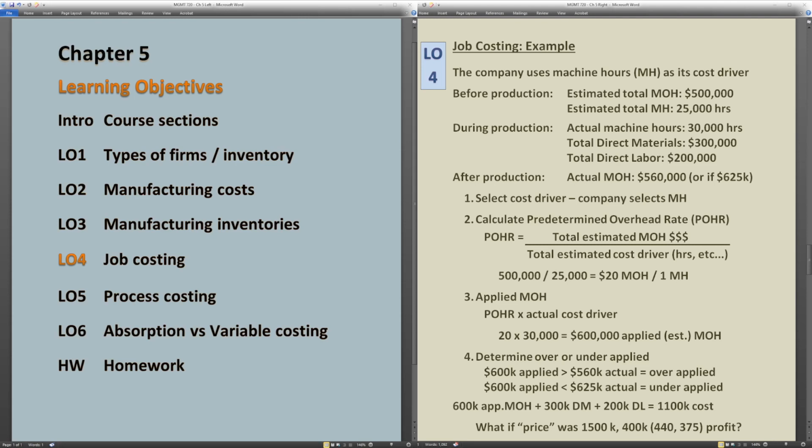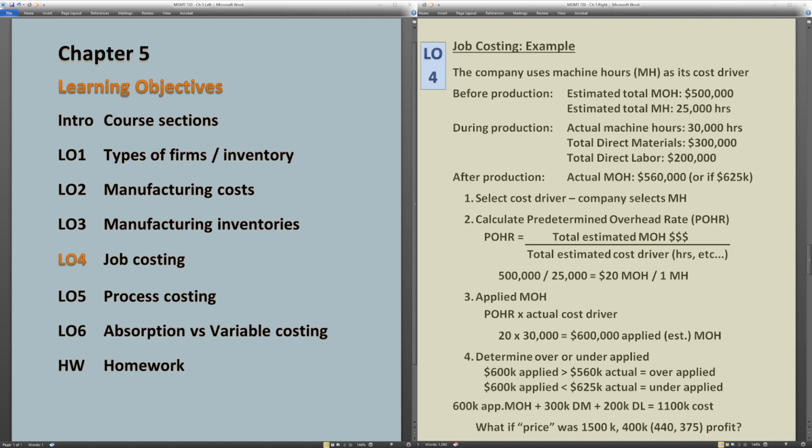Well, I'm going to take that rate and multiply it by the actual cost driver, not the estimate, but the actual. So I say $20 times 30,000 hours is, well, I'm going to use as my estimate of MOH $600,000. Now you can see up during production, we track total direct materials and direct labor. So our total manufacturing cost would be our estimate of MOH, which would be 600,000, plus those other two, which are 300 and 200, or 1,100,000. And we look at this here in just a second.